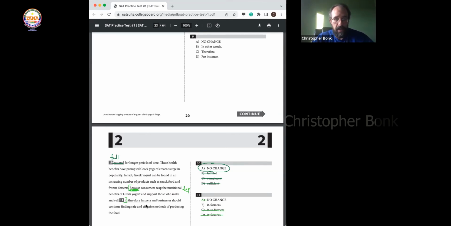Now, the second one is independent. Farmers and businesses should continue finding safe and effective methods of producing the food. So dependent, comma, independent, that works. The difference between A and B, do we need the word therefore? We do not need the word therefore because it means the same thing as because. Both of them are indicating cause and effect. As a result, it would be repetitive to say both of them, and then B becomes our best choice accordingly right there.